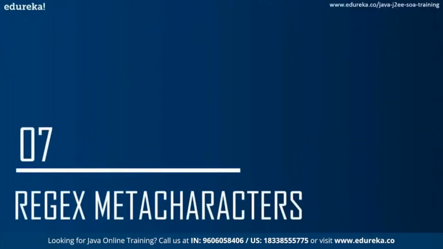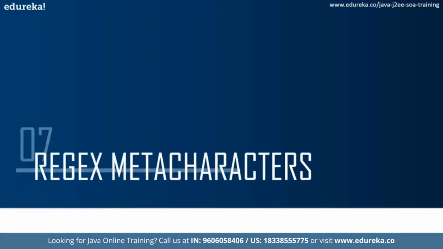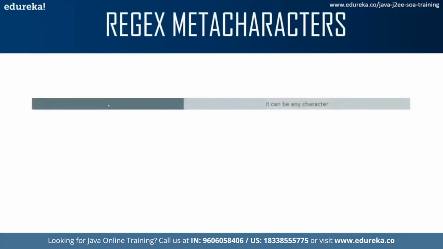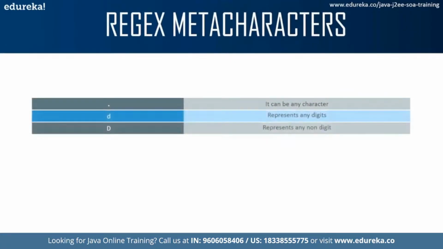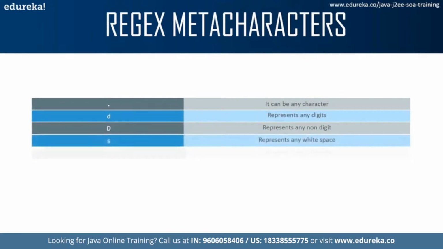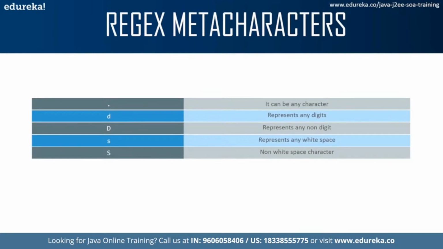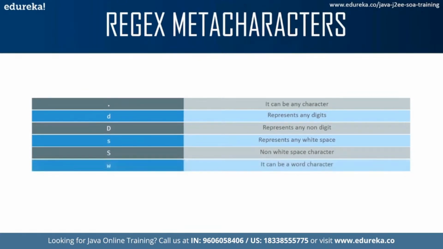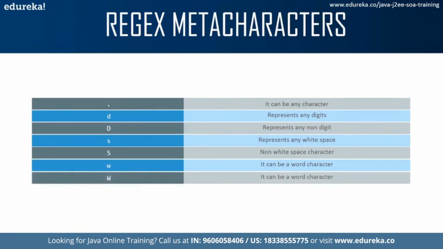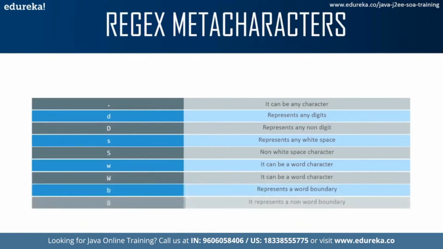So the last category on the list is regex meta characters. The regular expression meta characters work as shortcodes. So dot implies it can be any character. Small d implies digit. Capital D implies non-digit. Small s represents any white space, and capital S represents a non-white space character. Small w can be a word character and capital W can be a non-word character. Small b can represent a word boundary and capital B represents a non-word boundary.